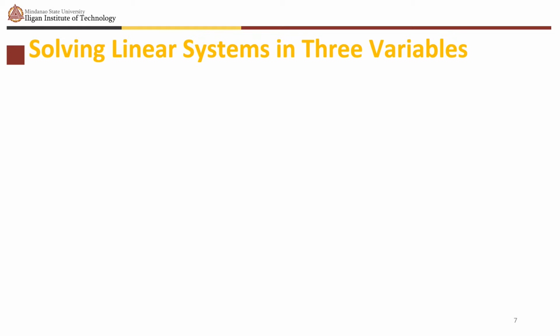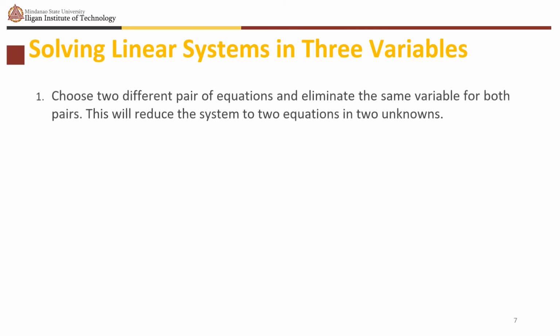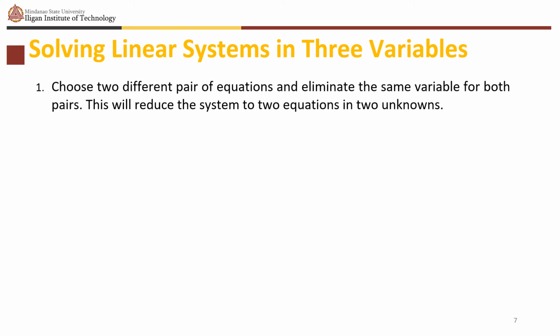Now, here are the steps in solving linear systems in three variables. The first step is to choose two different pairs of equations and eliminate the same variable from both pairs. This will reduce the system to two equations in two unknowns. Then, the next step is to solve the resulting system of two equations in two unknowns using the elimination or substitution method. This will result in an equation in one unknown.